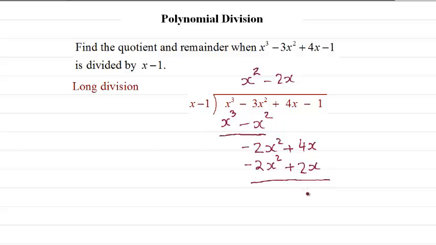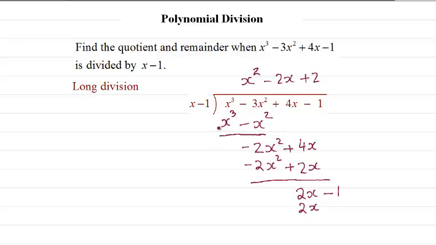Now subtract. So the first term here is eliminated. 4 minus 2 is 2, and it's x. Bring the last term down, minus 1. Now we're going to eliminate 2x, so we have to multiply this x by 2. So we write that 2 here.